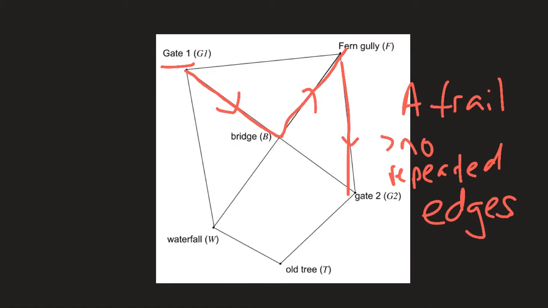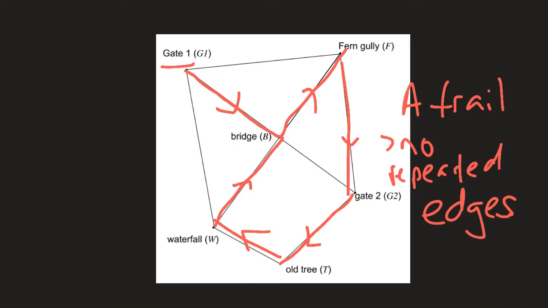After the gate, I then continue over to the old tree. After the old tree, I head over to the waterfall. Over to the waterfall. After the waterfall, I head back to the bridge. I still have not repeated any of my edges.